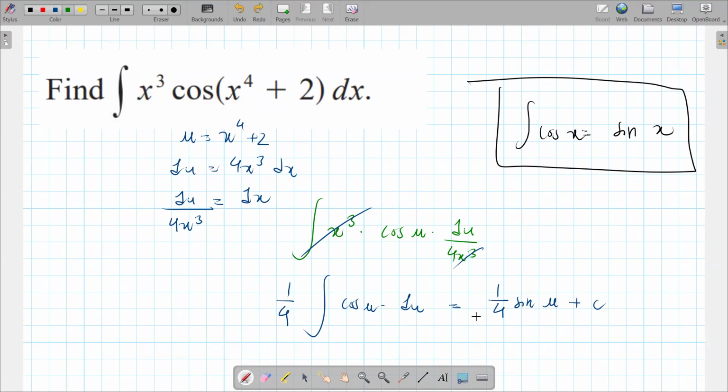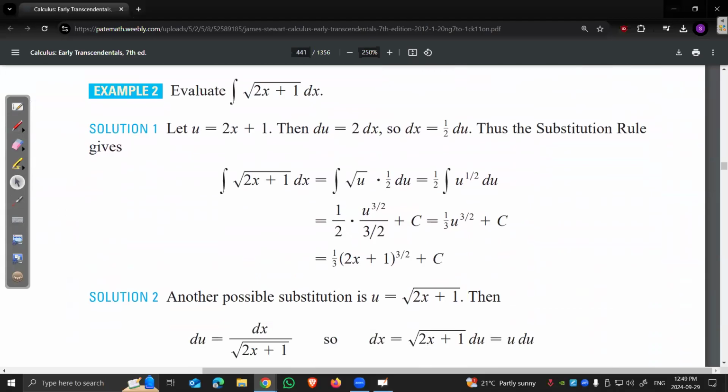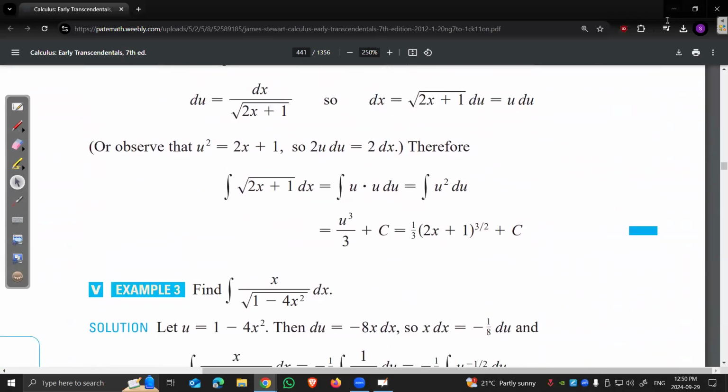But again, the final step, there's no u in the question. We have to replace this back, right? There we go. That's going to be the final answer. Did that make sense? Is this difficult? No. That one's not that hard. Let's try this one.